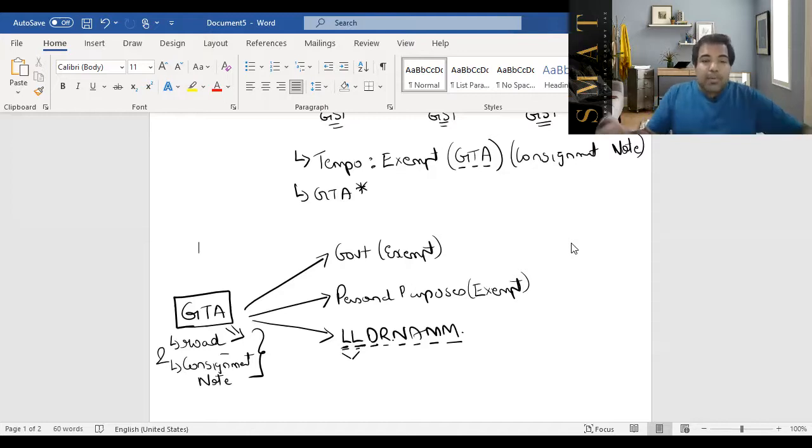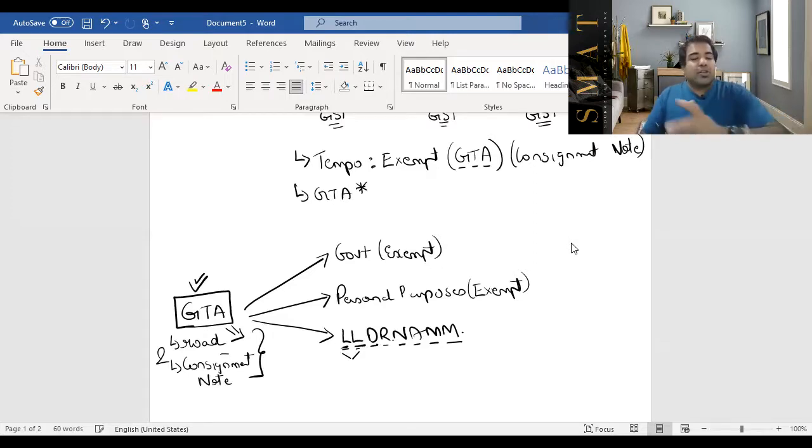So let's say 15 people are transporting goods in my goods carriage, and to each of them I'm charging 600 rupees, then there will be no GST because that is exempt. So again I repeat, what's a goods transport agency? One who transports by road and one who issues a consignment note. Both should happen to make it a goods transport agency.